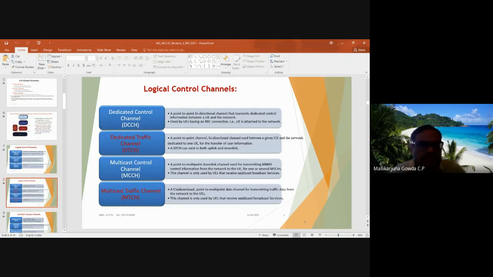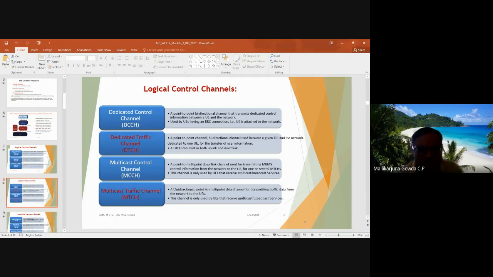So this is all what I have discussed so far in the previous class. Okay, I discussed about the logical control channels and as well as logical traffic channels. So in brief, I think you should be able to say what is the function of each channel, for what purpose it is used and what information each channel carries.